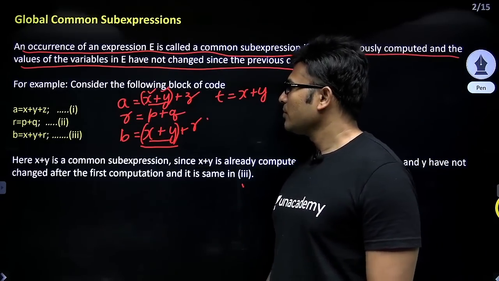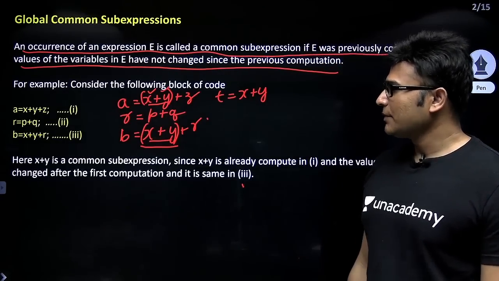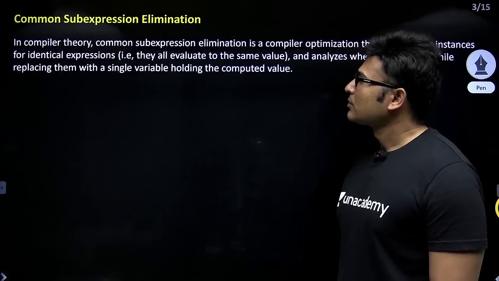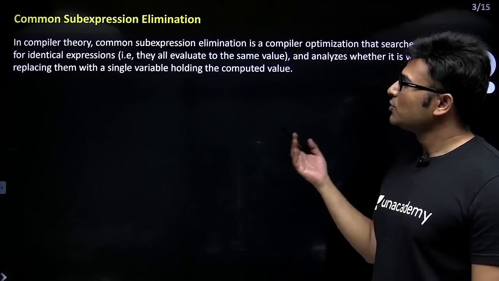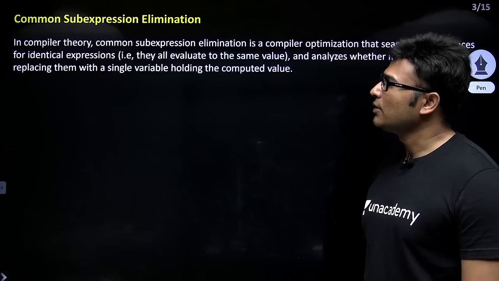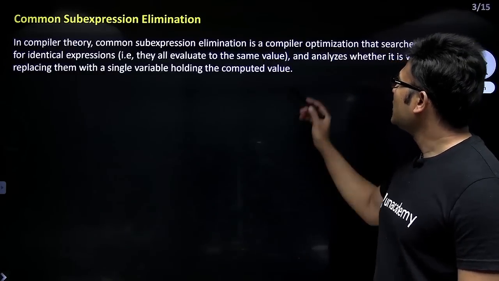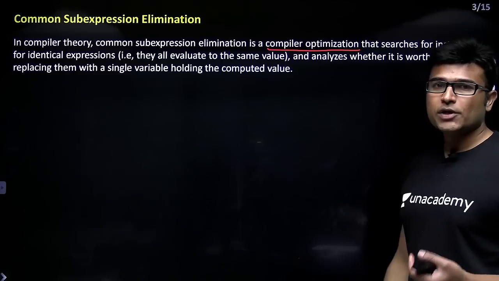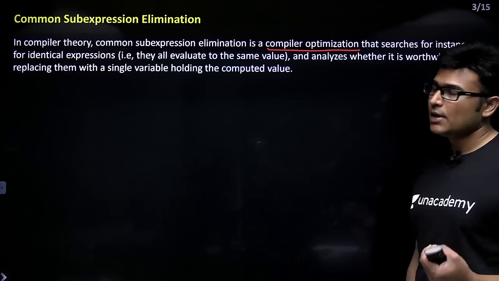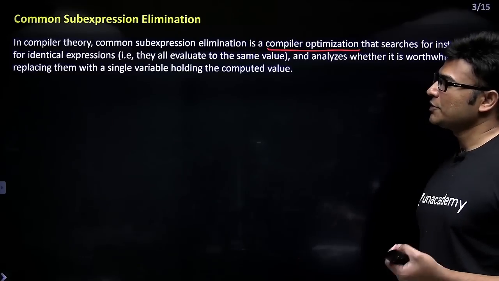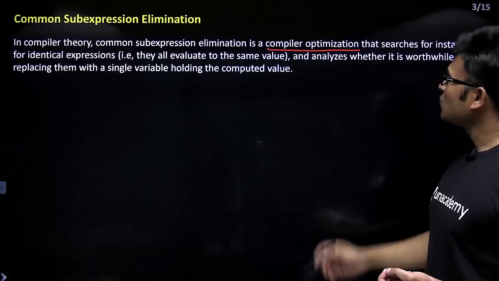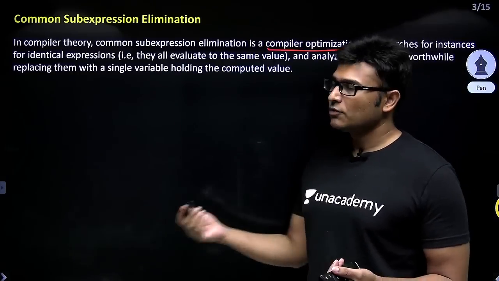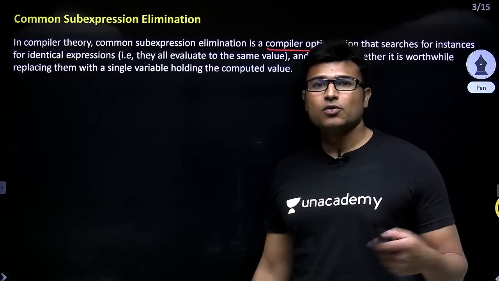So the concept is, if something is already computed, we are going to use it. We do common sub-expression elimination in the optimization phase of the compiler. Whenever we are doing optimization in compiler design, we are going to do common sub-expression elimination also. We compute it once, store the result in a variable, and use it again.